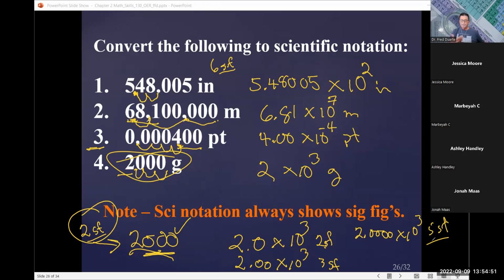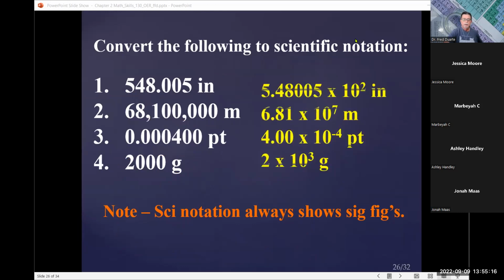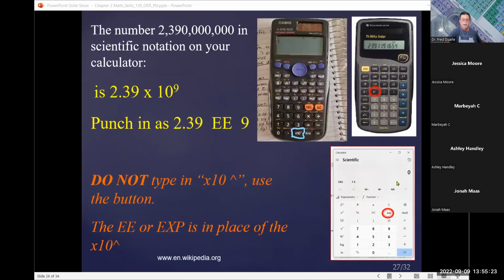Okay, so that's what I meant by after you do your mathematics and you get a number, and based on what you did to it mathematically, you have to write it with an X number of sig figs, but you can't do it longhand. So what you do is convert it to scientific notation, and that puts it into the correct sig fig notation. All right. Those are your answers right there. So scientific notation always shows the correct number of sig figs.